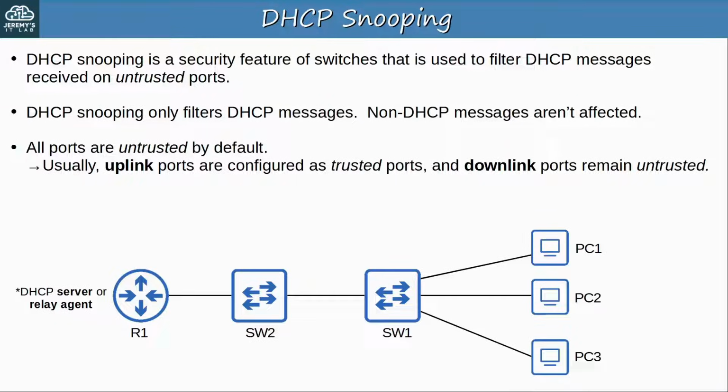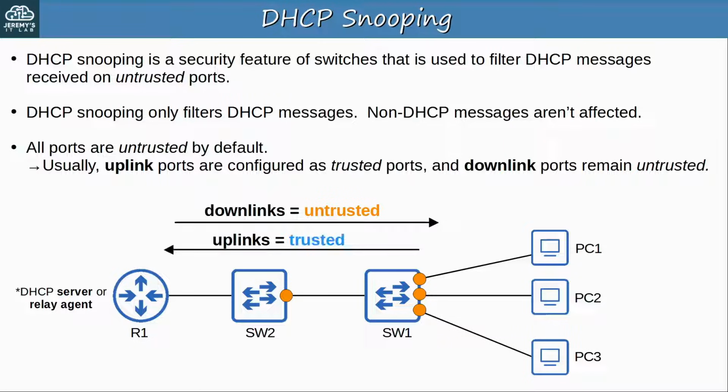I'll use this diagram to explain. So R1 is either a DHCP server or a DHCP relay agent. The end hosts, the PCs, will use DHCP to receive an IP address from R1. The downlink ports on the switches, the interfaces pointing towards the end hosts, should be untrusted. The network admin doesn't have direct control over the end user devices. A malicious user could initiate a DHCP-based attack from one of their devices, so it's best to leave these ports in the default untrusted state. So which interfaces are downlink ports? These ones, because they point toward the end hosts.